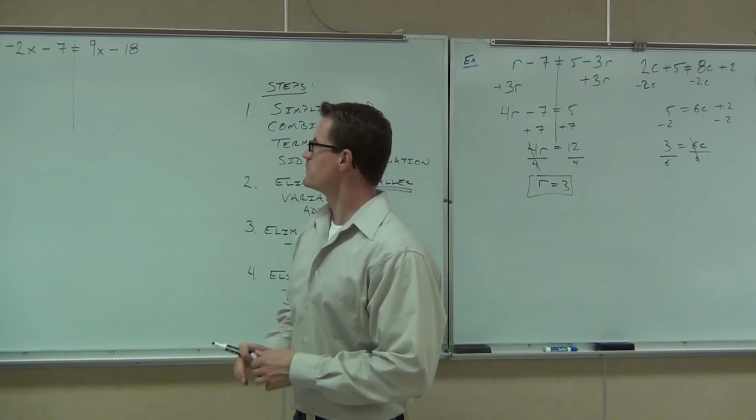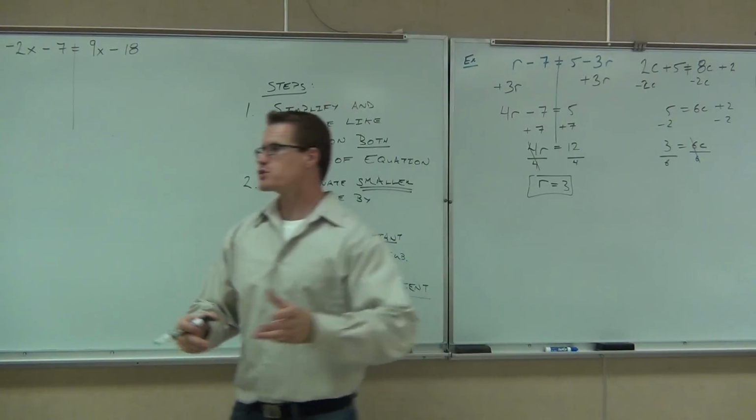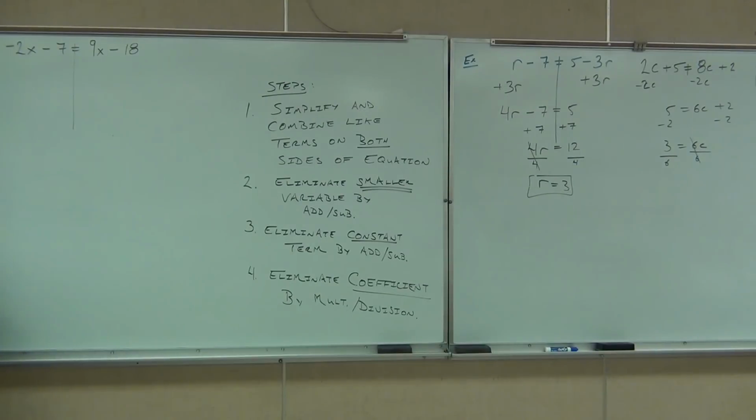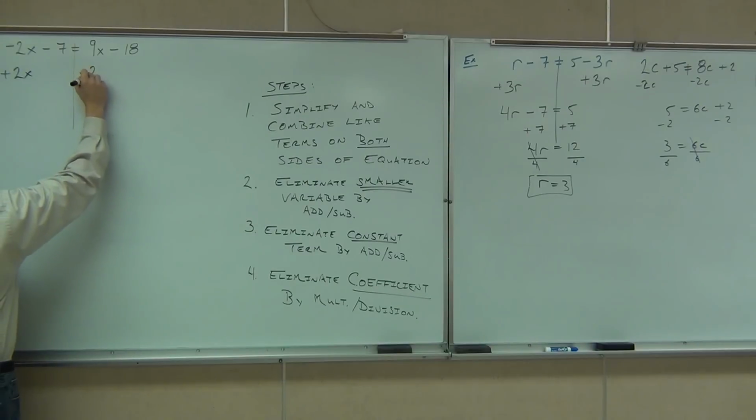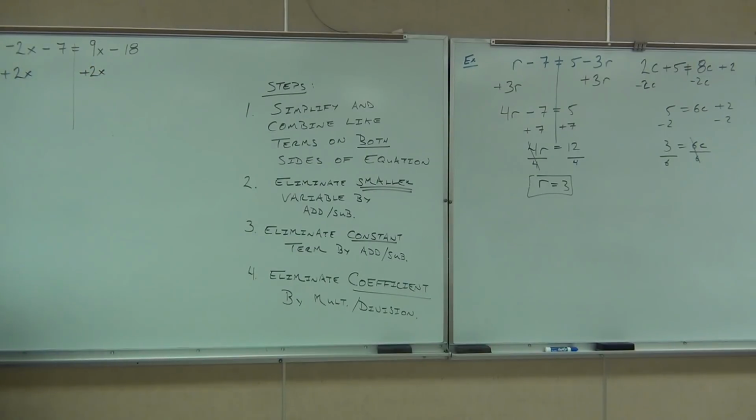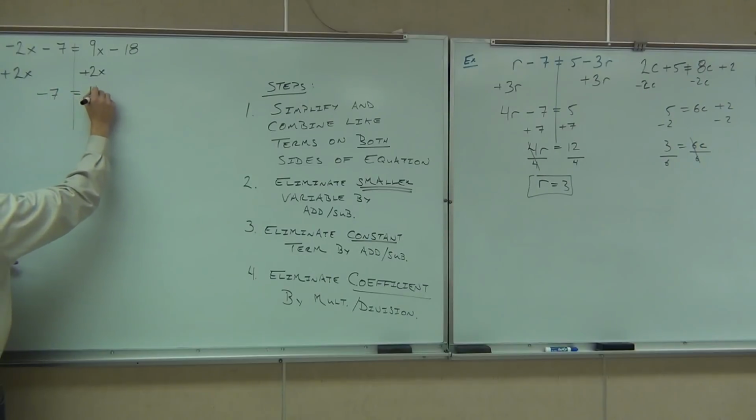Negative 2x. Good, because that's our smaller variable. So we get rid of the negative 2x by what? Adding. Good. So we'll have what on the left-hand side? Good. We have that sign still. That's important. On the right-hand side, how much do we get? 11x minus 18.